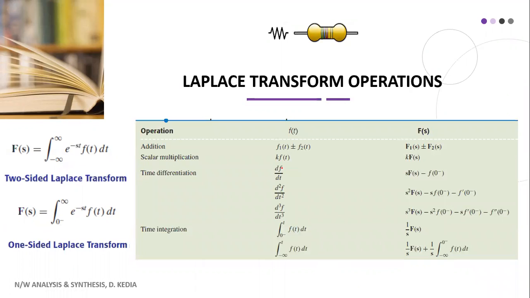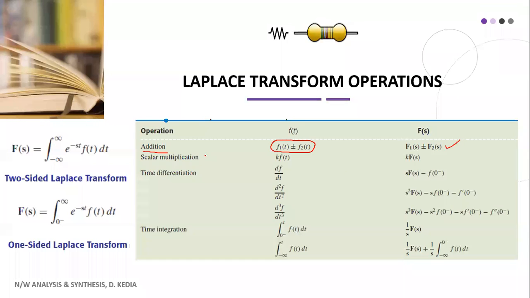After the initial value and final value theorems, let us move forward. This table is again a summary of whatever we have discussed till now, but with its help you will be able to clarify the operations that we have discussed. Addition is nothing but the linearity property. If you are adding or subtracting two functions in the time domain, their F(s) will also be added or subtracted together.